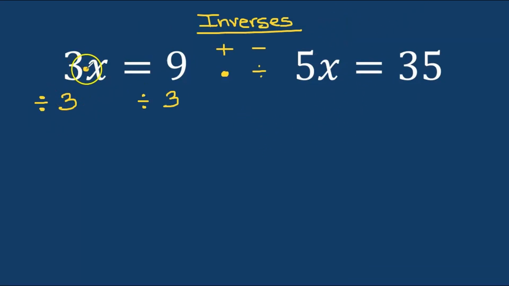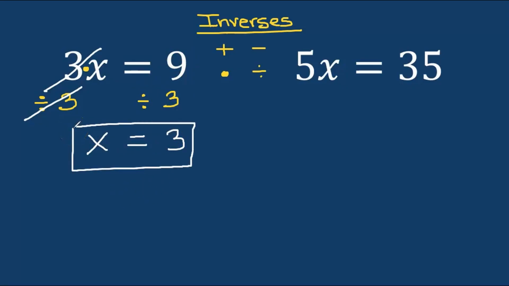So remember, something that's multiplied and then divided cancels each other out. So that leaves just a single x. 3 divided by 3 is 1. We don't really write the 1 in front of the x, it's implied. 9 divided by 3 is 3. And that's our final answer. Pretty simple, this one step.